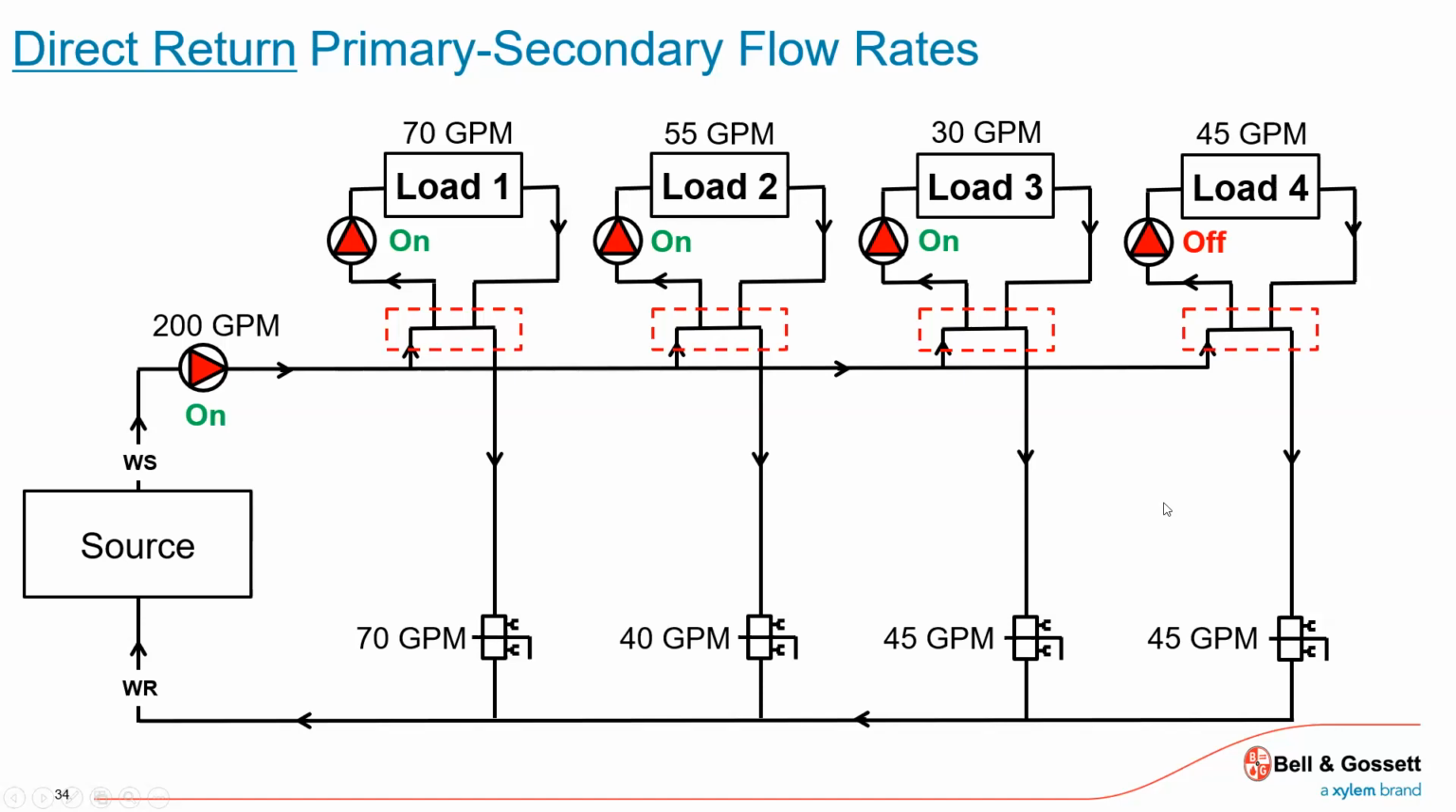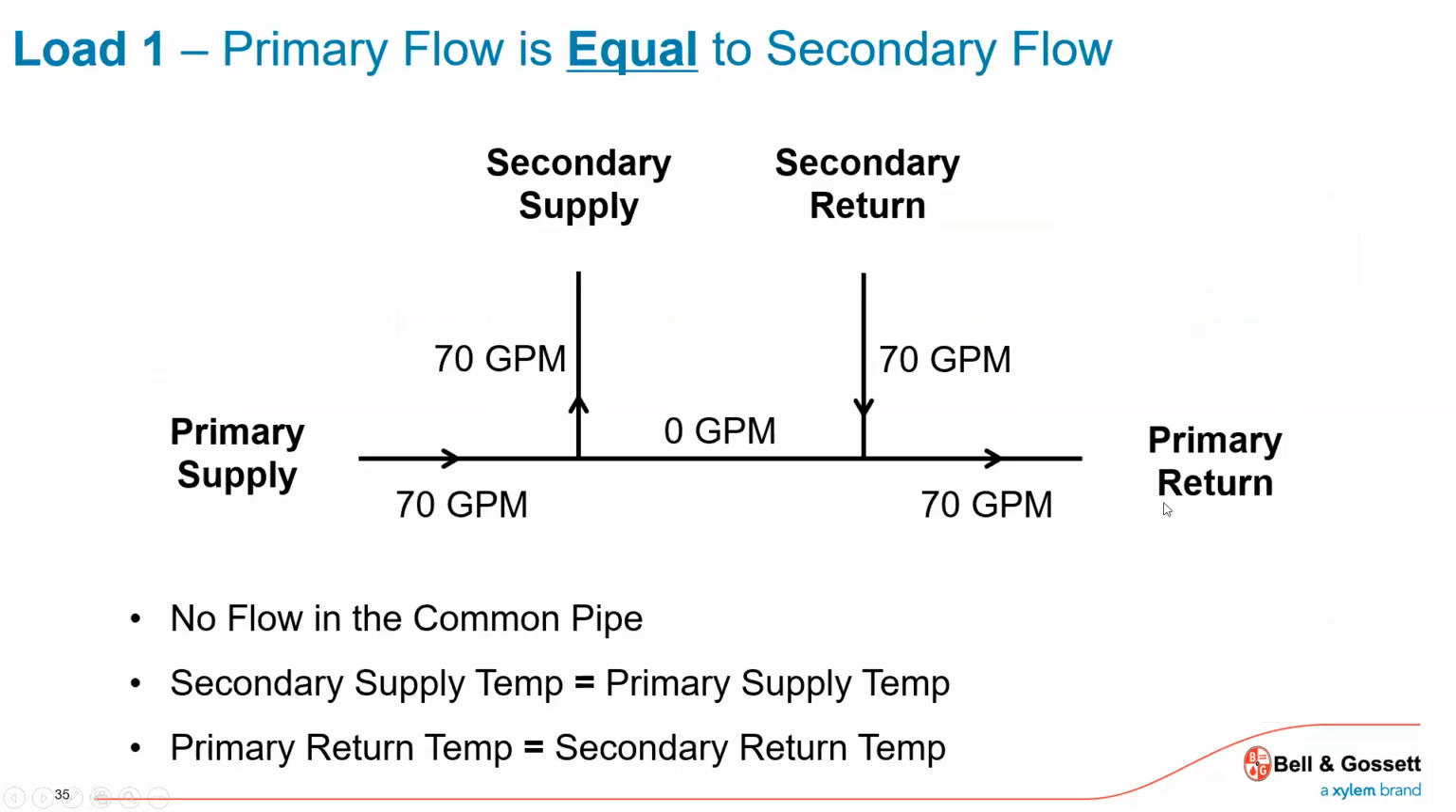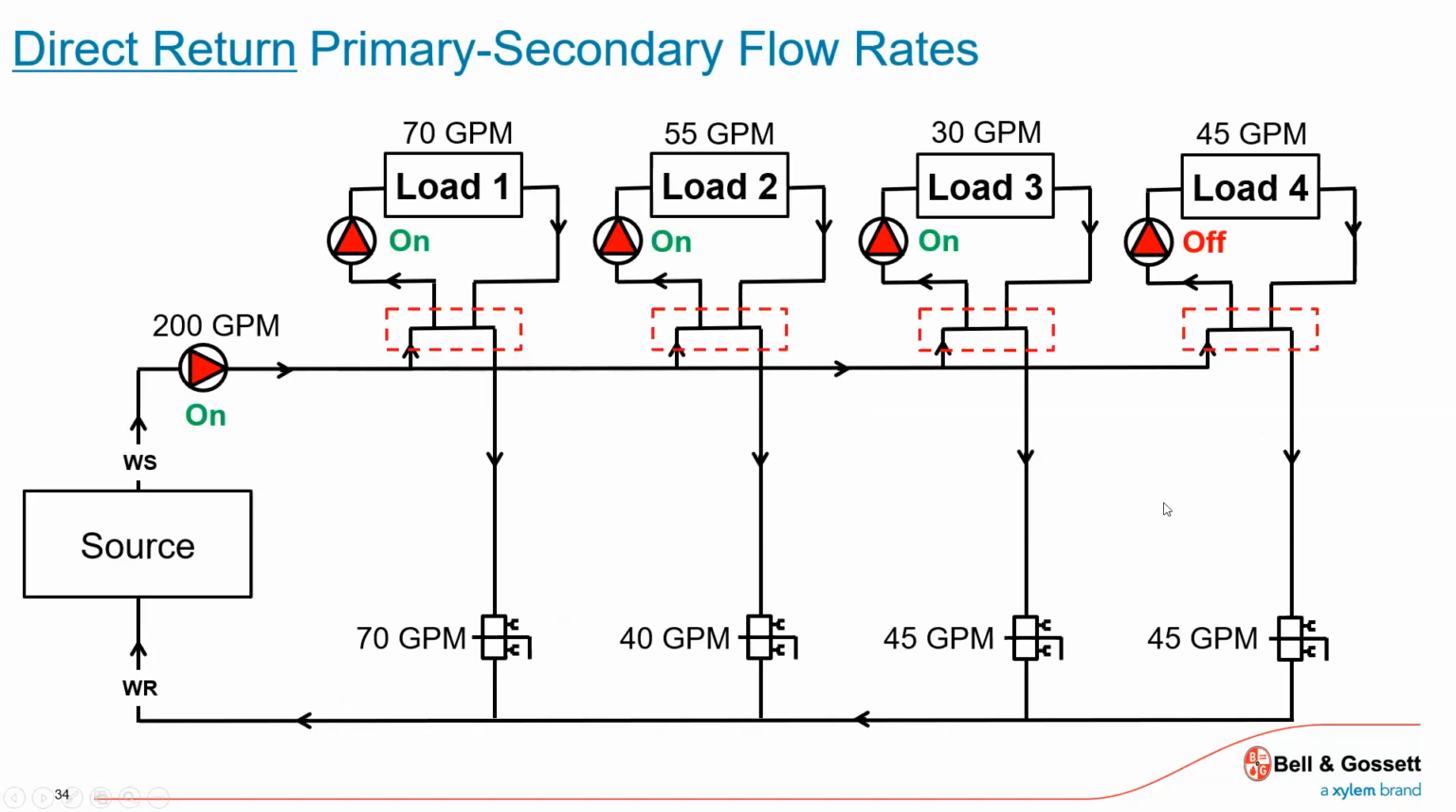So I got a quick example here, and they're saying, hey, a direct return primary, secondary, I got 200 gallons a minute on the primary. I got one load here at 70, 55, 30, 45. And then what's taking place at these T's right here at the common pipe? So in this case here, when my primary flow is equal to the secondary, so I have 200 gallons a minute, I've sized this balance valve to provide 70 across the common, across the crossover bridge.